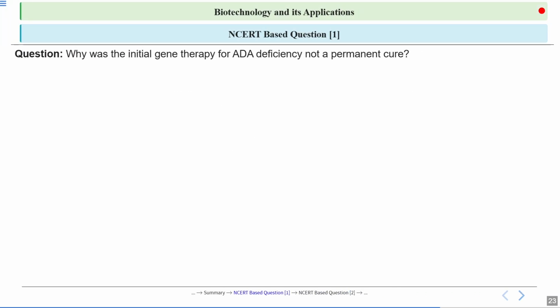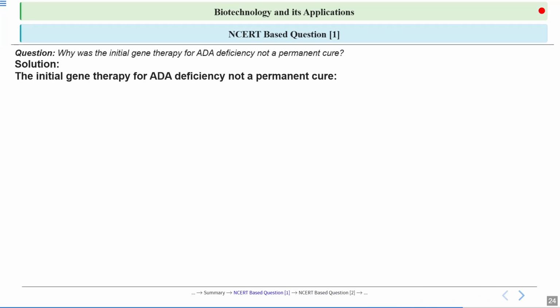So let's see the NCERT based questions. The first question was this: why was the initial gene therapy for ADA deficiency not a permanent cure? Why was the initial gene therapy which we used for ADA deficiency, where we were using lymphocytes, not a permanent cure?